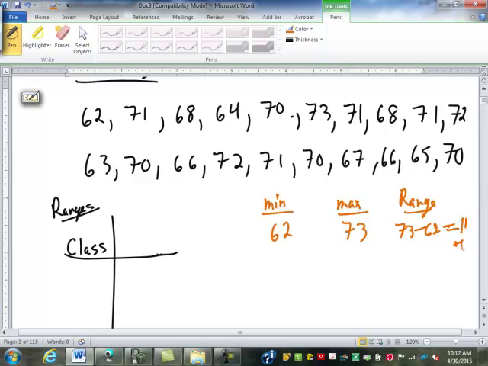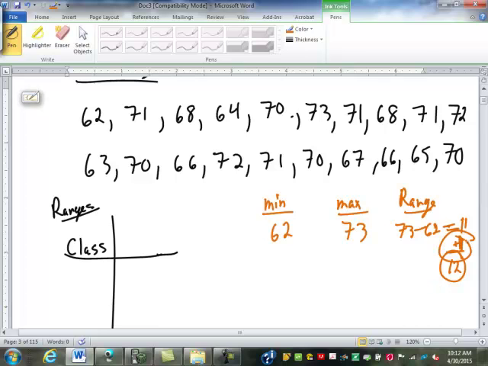I'm going to add 1 to that. Always add 1 to the range. So it's 12. The reason for doing that, you find the range and you add 1 so that when you divide it up, you know you're going to have enough classes. So the range here plus 1 is 12. That's a very important step. Make sure you add that 1 to it. So a range of 11, add 1 makes 12.